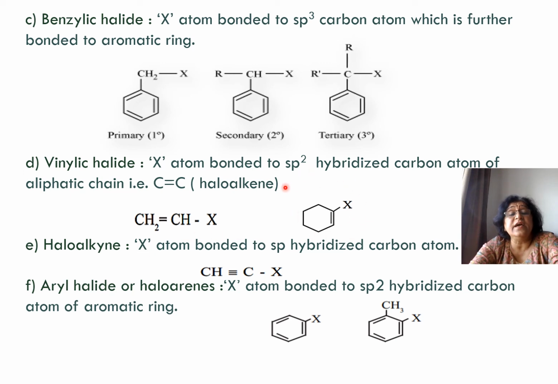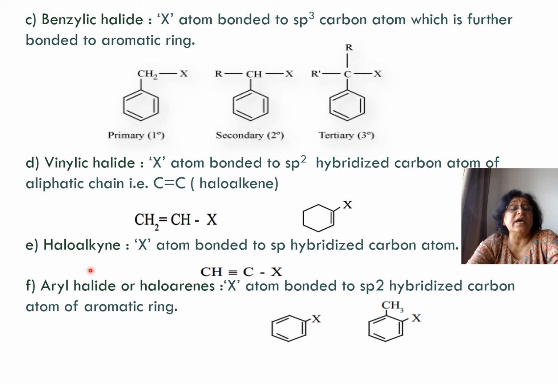And in the haloarenes also you can see such a halide. Okay. So aryl halide, in aryl halide what happens? Halogen is bonded to the sp2 hybridized carbon of the aromatic ring. So here you see the halogen is attached to the aromatic ring and the carbon to which it is attached is sp2 hybridized. So it is called aryl halide. Aryl halide examples are halobenzene, chlorobenzene, chlorotoluene, etc.